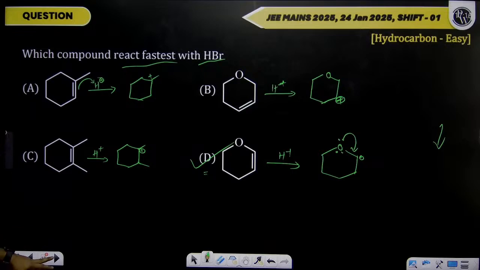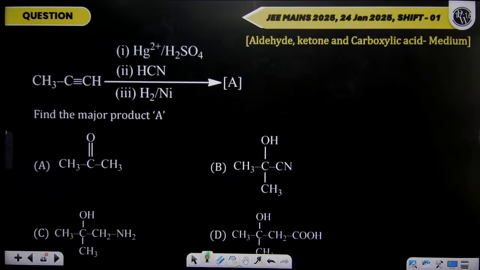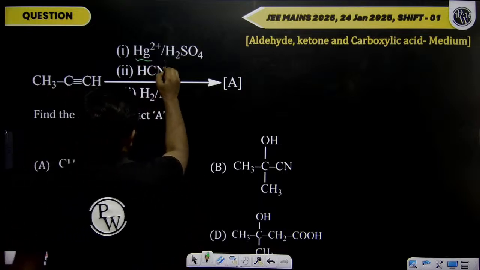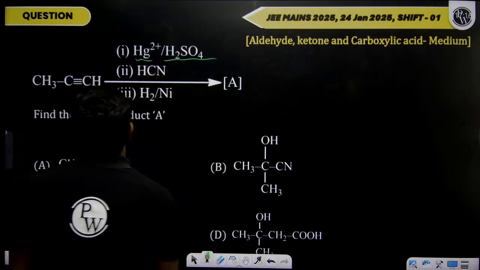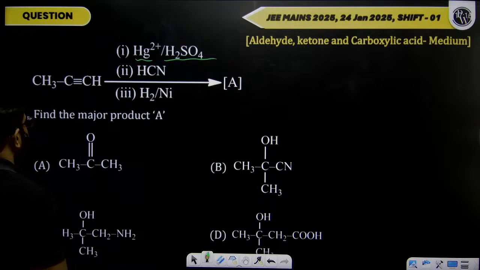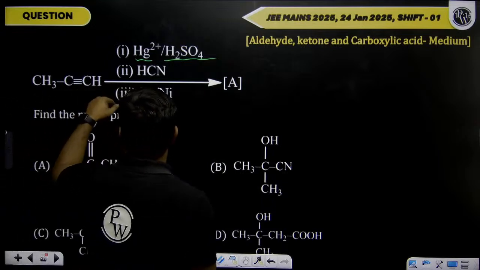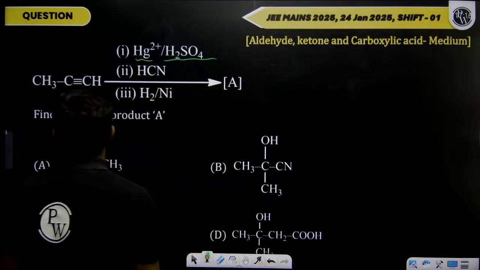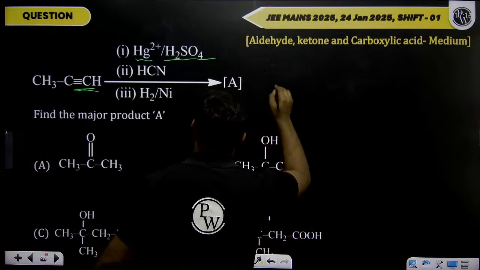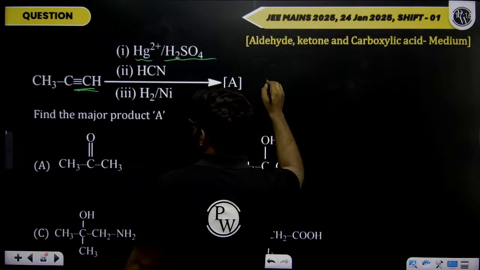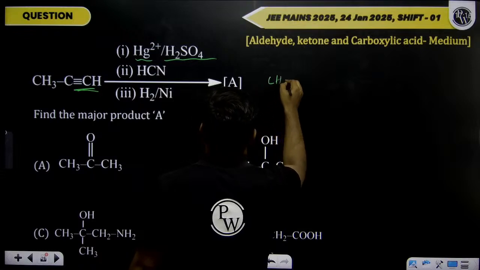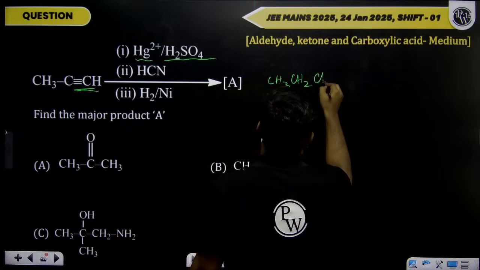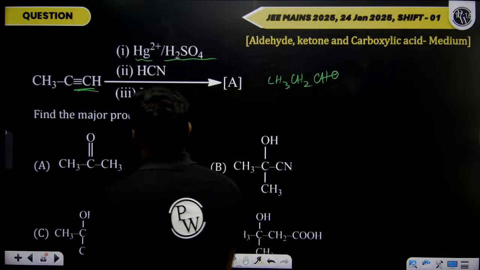Okay, now next question. So first what they have given, Hg2 plus H2SO4, that means this is nothing but oxymercuration demercuration, correct. So oxymercuration demercuration if I do to this terminal alkyne, that will give you aldehyde. That means first I will be getting CH3CH2CHO, okay.